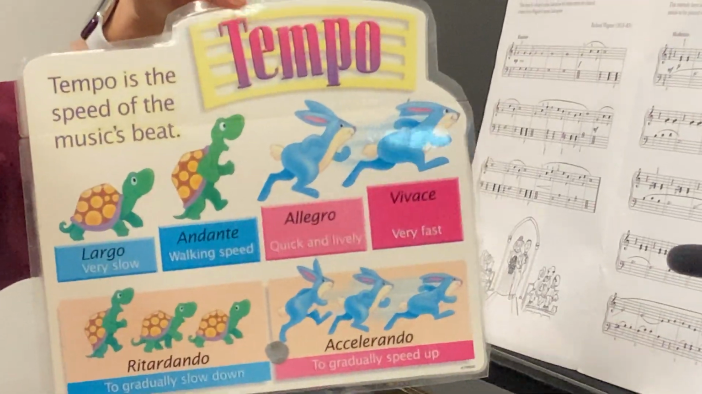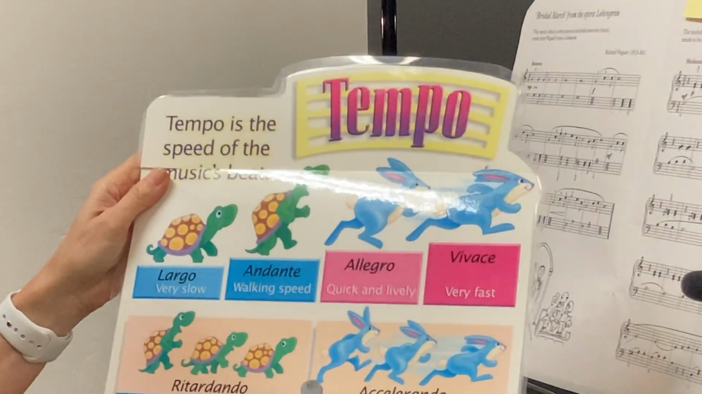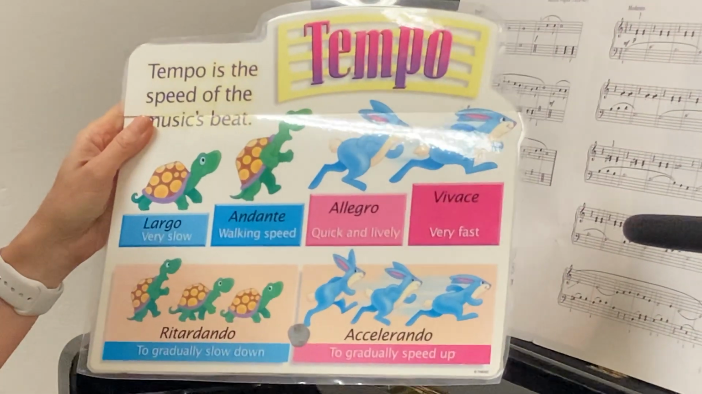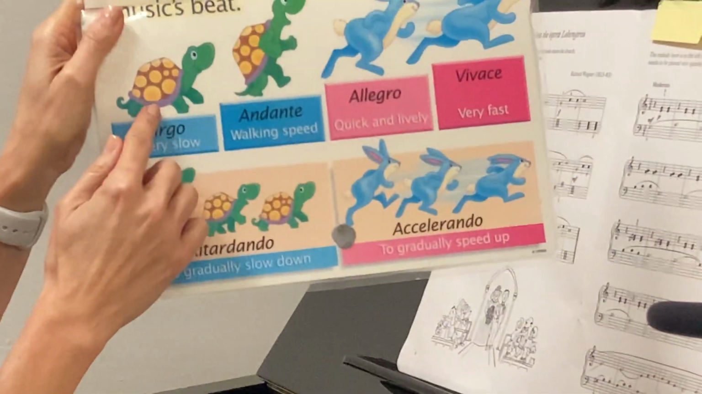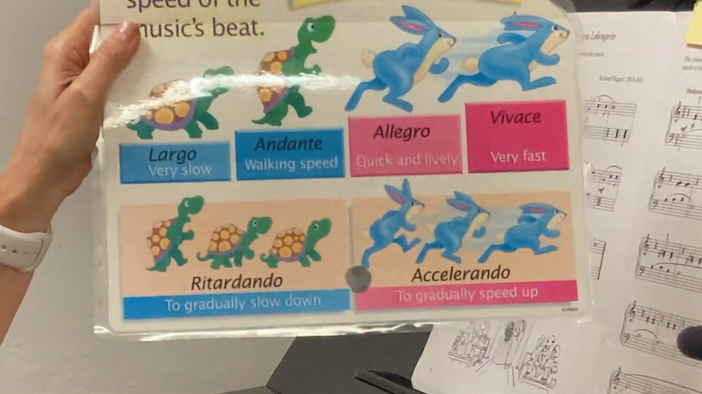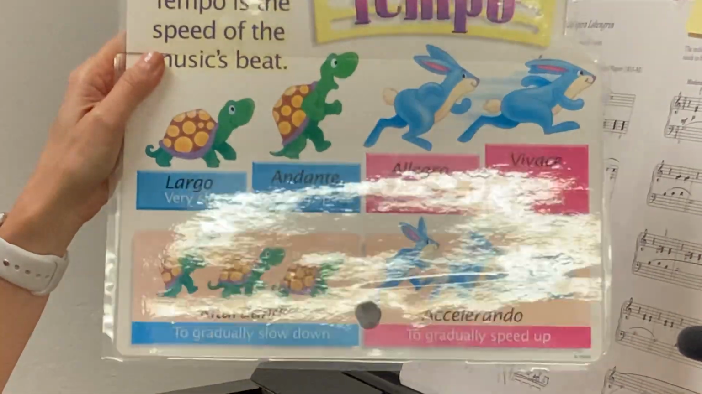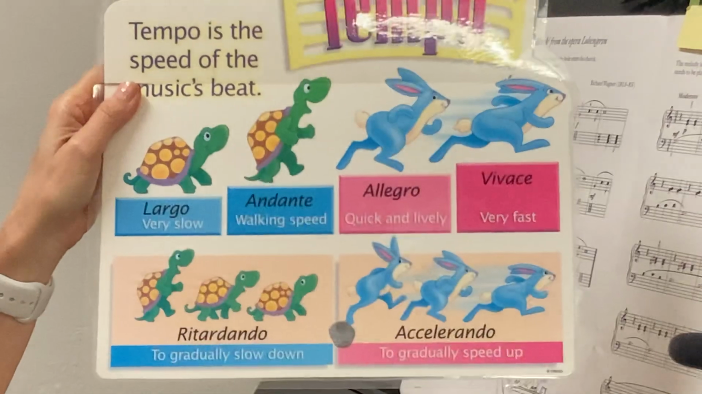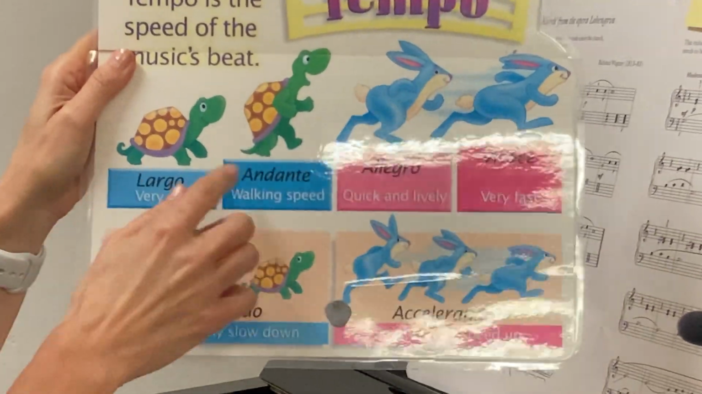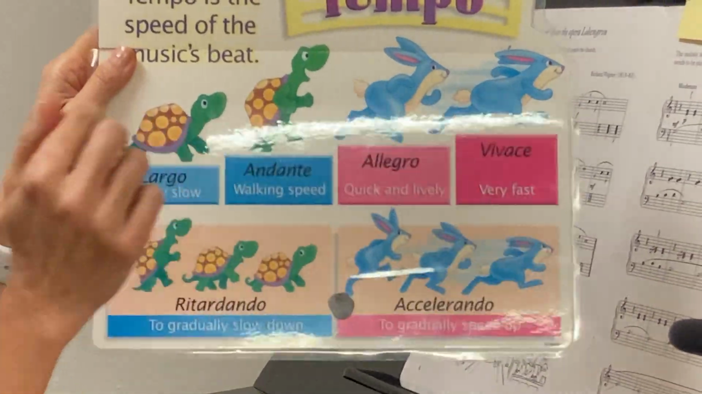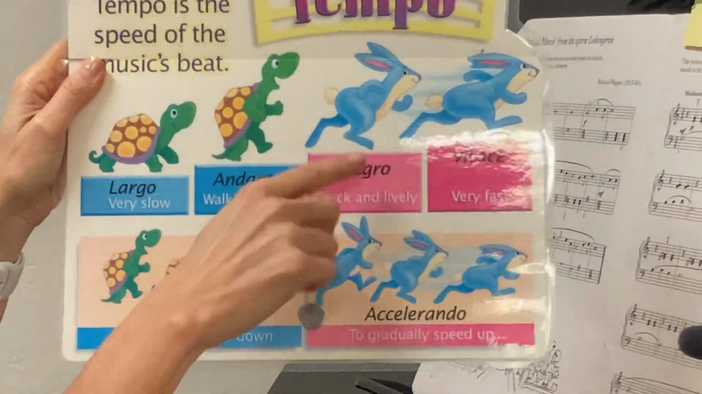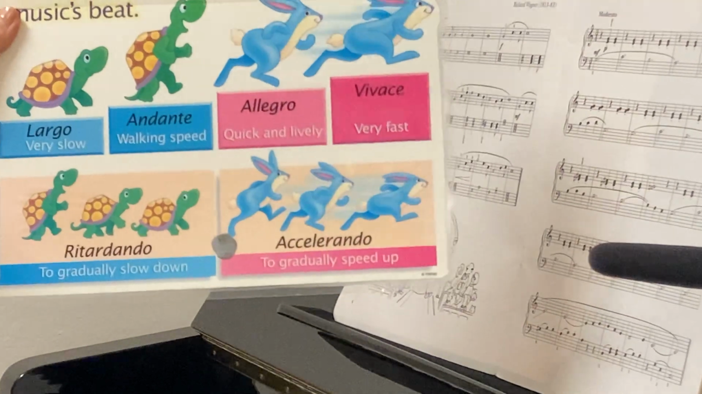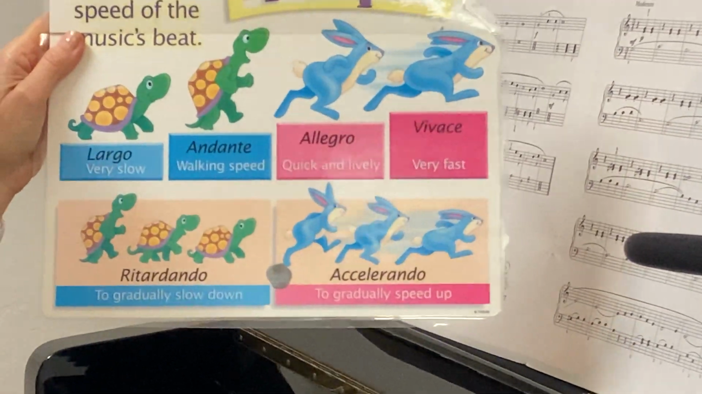We have a different feel for the music. Sometimes we have music which is slow, and that's called, as you can see in the picture here, largo, which means very slow. And sometimes we can hear music which is not fast, not slow. That could be indicated as andante, which means walking speed. Then we have allegro. Allegro is fast and lively. And then we can have vivace. Vivace means play at a very fast speed.